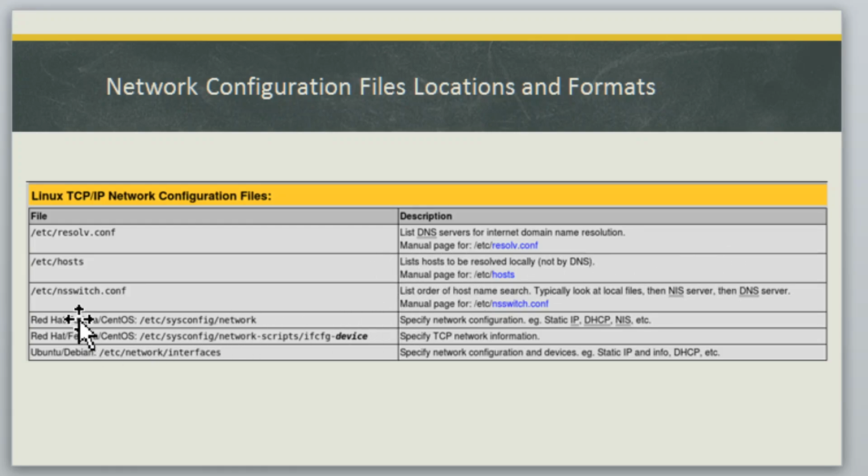We also have /etc/nsswitch.conf, and this will list the order of host name search. Typically it looks at local files, then the NIS server, and then it's going to look at the DNS server. That's usually the order it's going to look at for those.